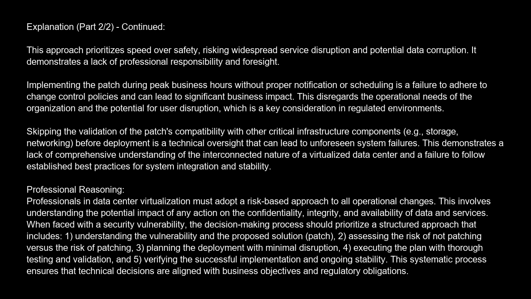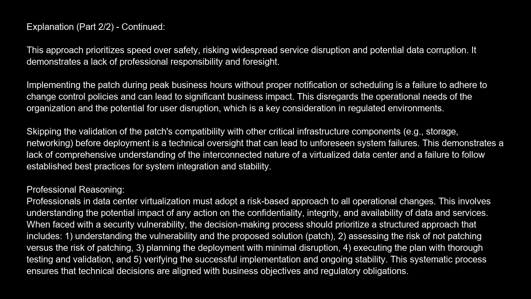Professional reasoning. Professionals in data center virtualization must adopt a risk-based approach to all operational changes. This involves understanding the potential impact of any action on the confidentiality, integrity, and availability of data and services. When faced with a security vulnerability, the decision-making process should prioritize a structured approach that includes: 1. Understanding the vulnerability and the proposed solution patch. 2. Assessing the risk of not patching versus the risk of patching.